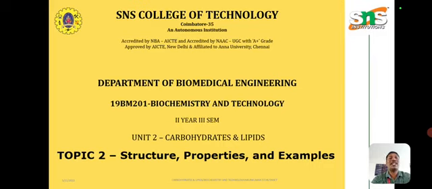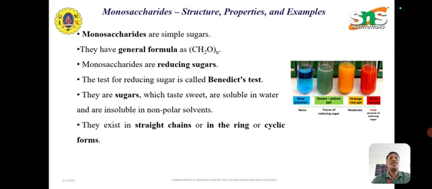Today we are going to see about the topic structure, properties and examples of carbohydrates. First we are going to see what monosaccharides are, their structure, properties and examples. Monosaccharides are simple sugars. They have the general formula CnH2nOn. Monosaccharides are reducing sugars.